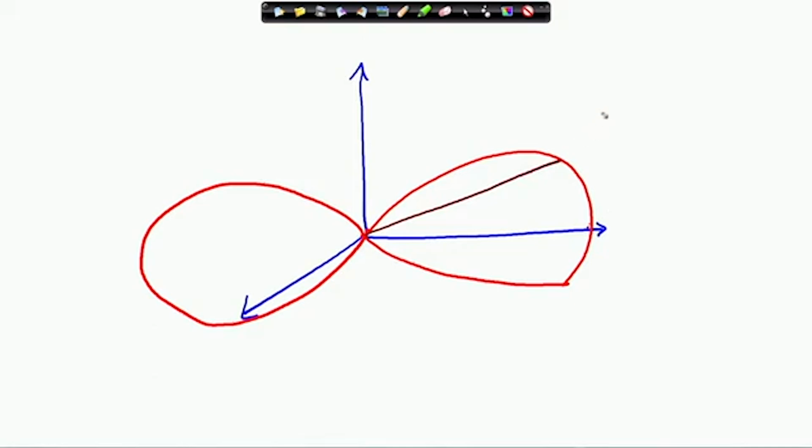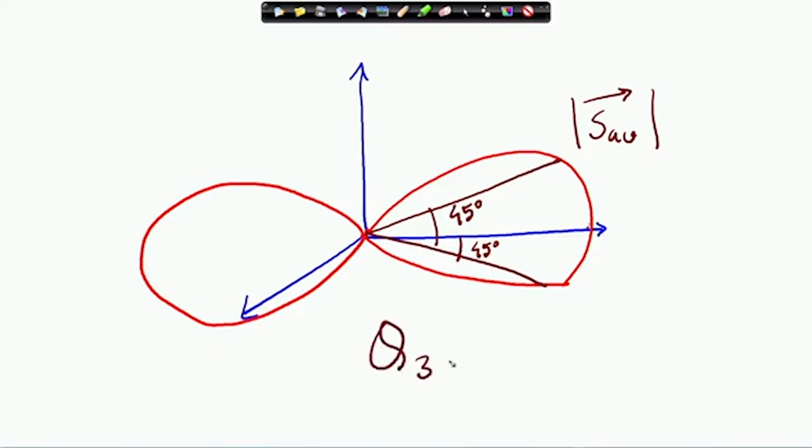Here we are plotting the radiation intensity vector. So, here I locate half of the maximum, here also. We know this is a sine square theta variation. At which angle will sine square theta be half of this value? Sine square theta half means sine theta 1 by root 2. So, this is 45 degree, this will also be 45 degree. So, I can say that for the current element theta 3 dB will be 90 degree.